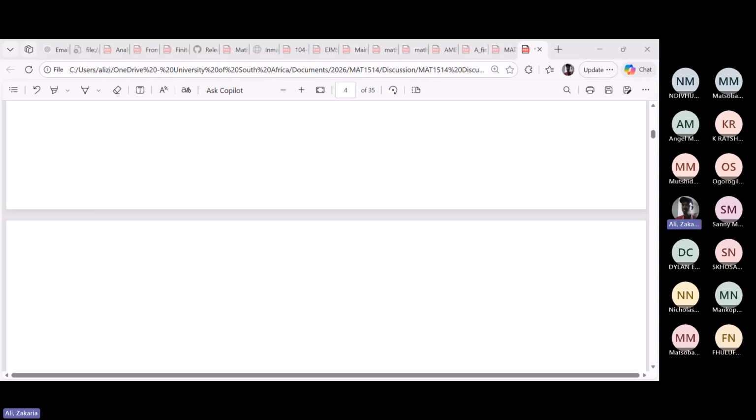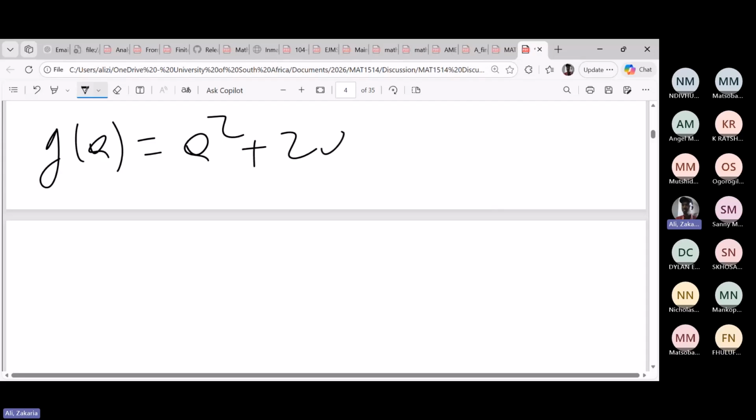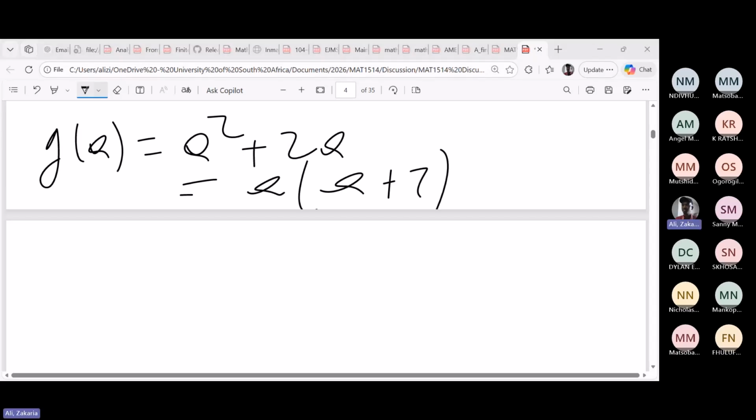Now, the most common point that some of the students asked last time was why we give marks for factorization. For example, for the one I gave you, g of a equal to, I can't remember, a squared plus 2a, if I ask you to factorize, it's just going to be a times a plus 2, right? So yes, it's part of these things.